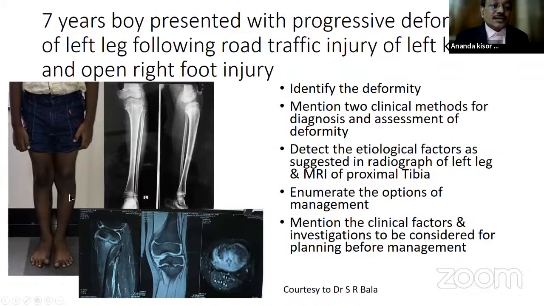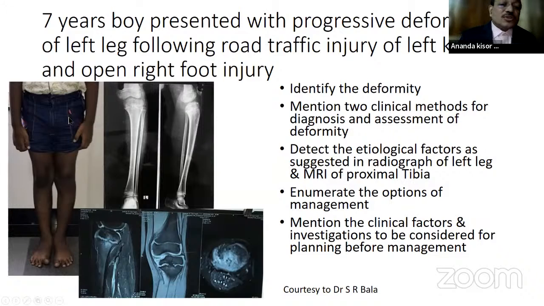Basically, it is a genu varum deformity. As you can see here, the intermalleolar distance is increased. So this is a genu varum deformity. Now mention two clinical methods for diagnosis and assessment of the deformity. For diagnosis, basically inspection in anatomical position is sufficient. That is the increased intermalleolar distance, as you can see here.